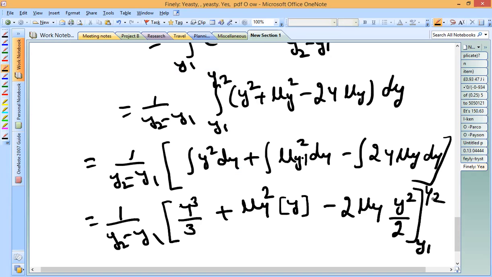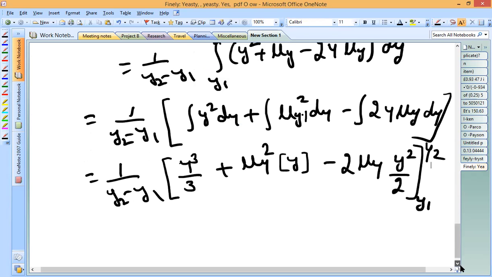I am taking it as a whole, not as individual. And for this, if you substitute the upper and the lower limit, this will take some time. We can go with my notes also. 1 by y2 minus y1.